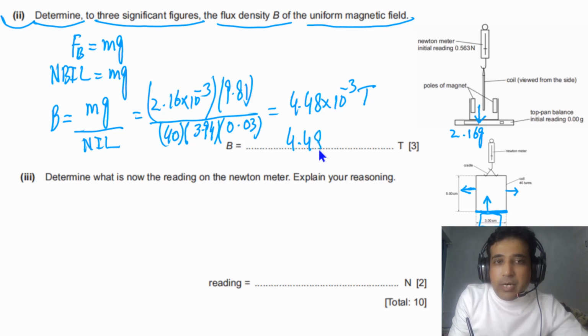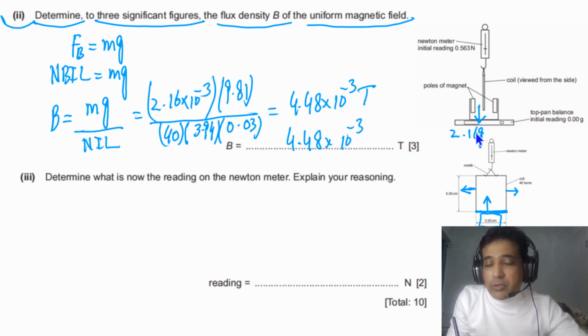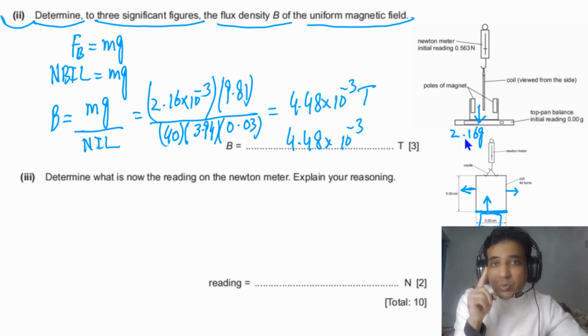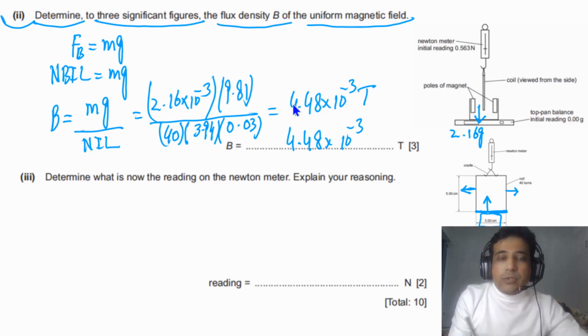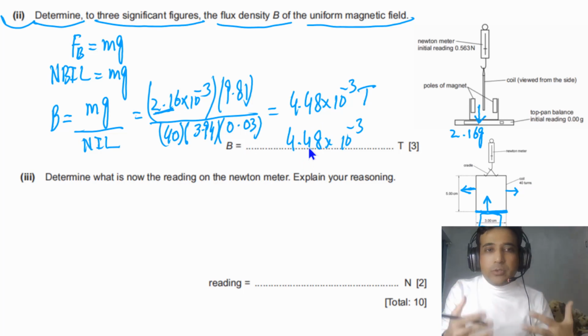So the tricky part is that we need to understand that the increase in the reading of the top pan balance is due only to the vertical force, and the vertical force is experienced by this part of the wire, so you have to take the length of this part of the wire only. Then just plug in numbers and you can find the answer. The answer for this question is 4.48 times 10 to the minus 3 Teslas up to 3 SF, because the data is up to 3 SF, so our final answer also has to be up to 3 SF.